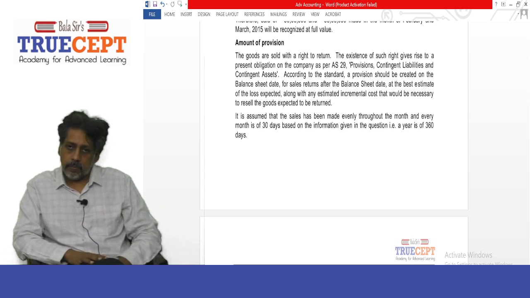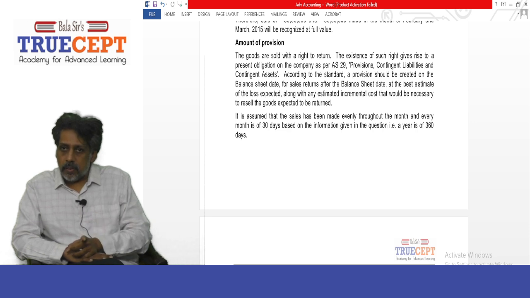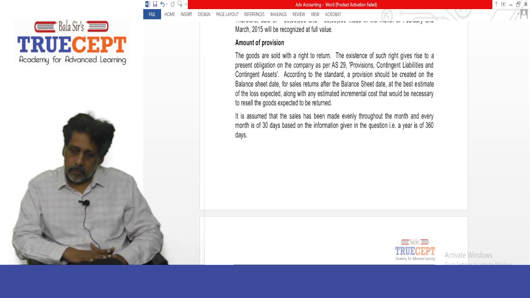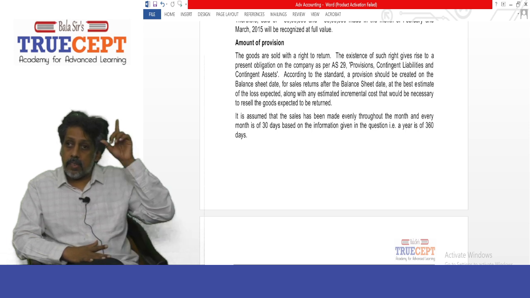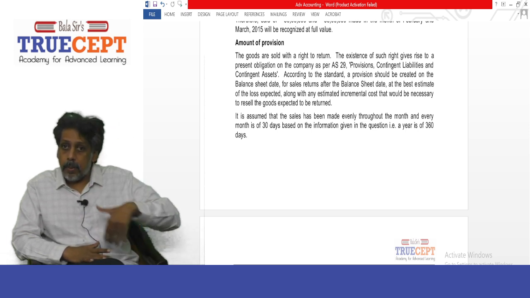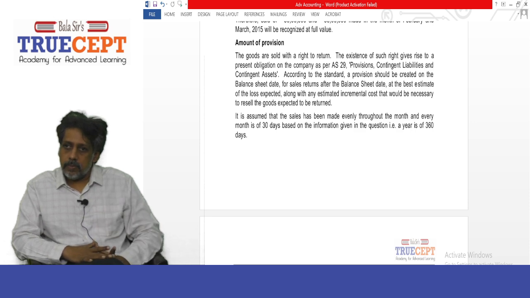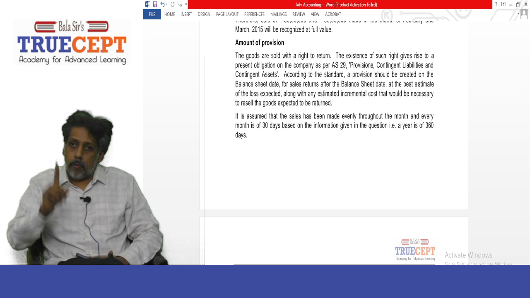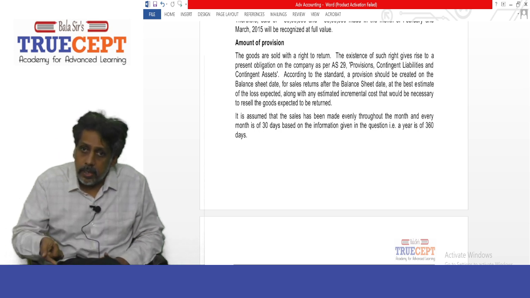According to the standard, a provision should be created on the balance sheet date. On the balance sheet date, meaning 30th March in this example, for sales returns that will happen after the balance sheet date. Got it? Next, at the best estimate of the loss expected, along with the estimated incremental cost that would be necessary to resell the goods expected to be returned. Therefore, you should be bothered only about the sales returns that will happen after the balance sheet date.